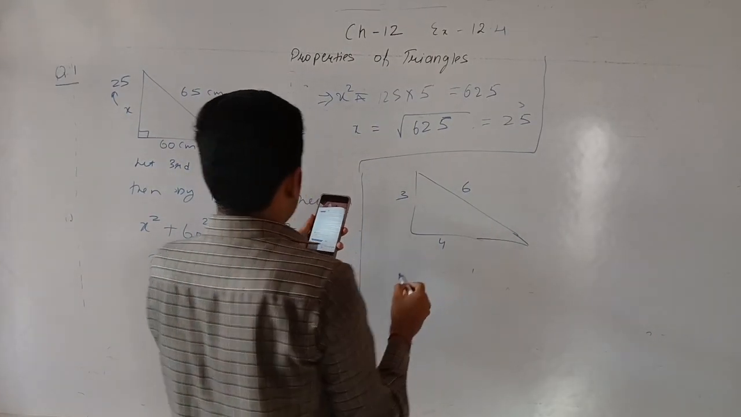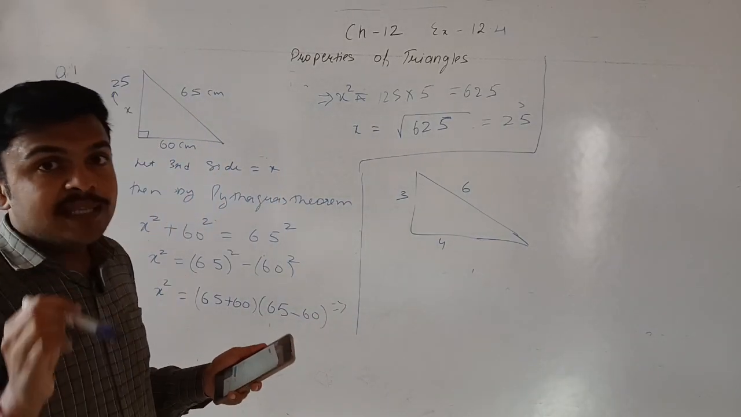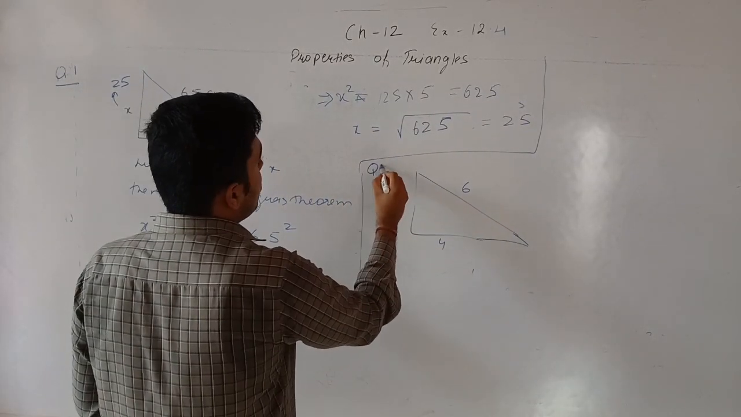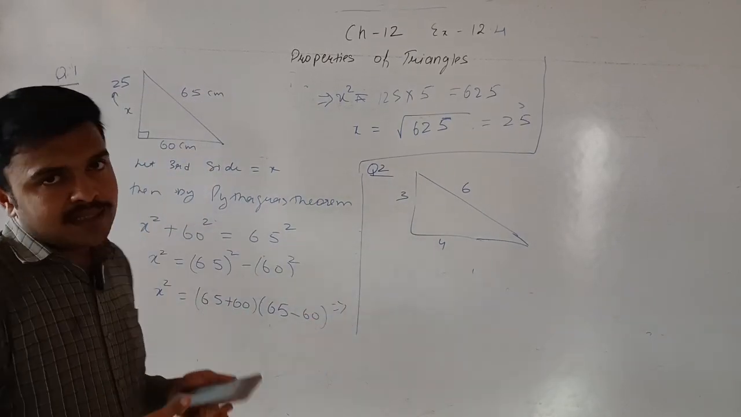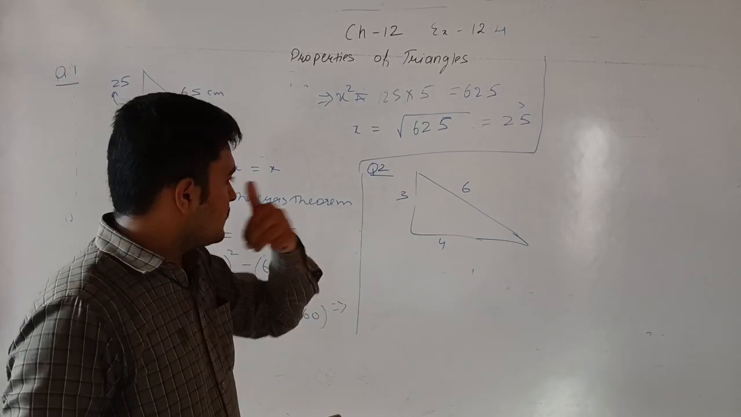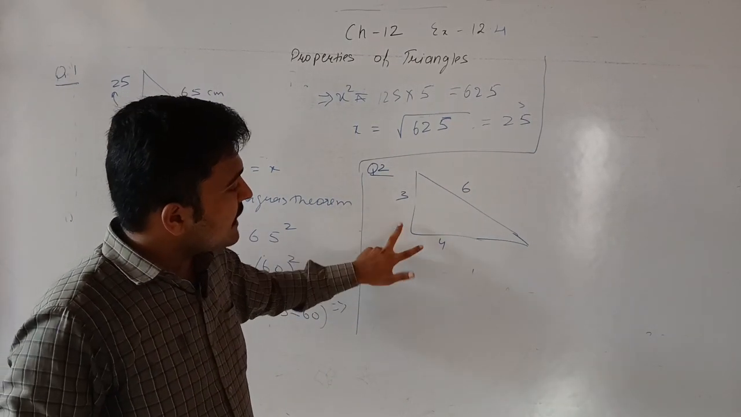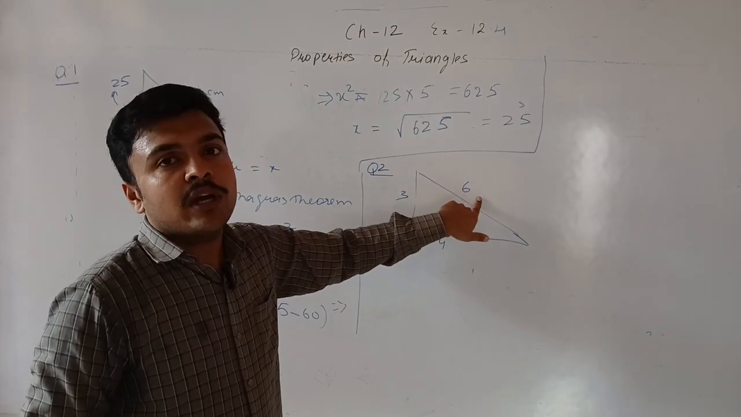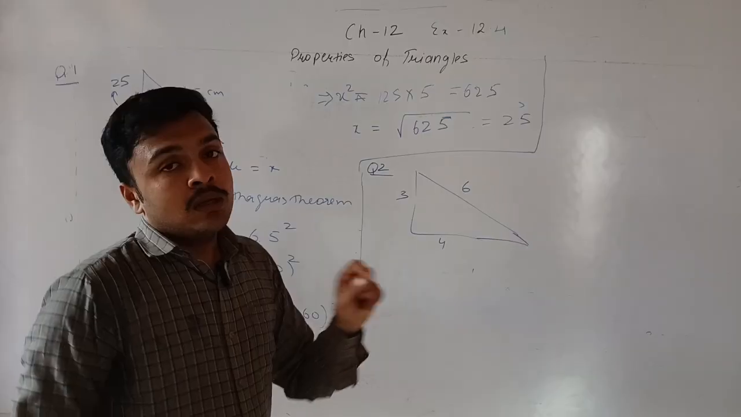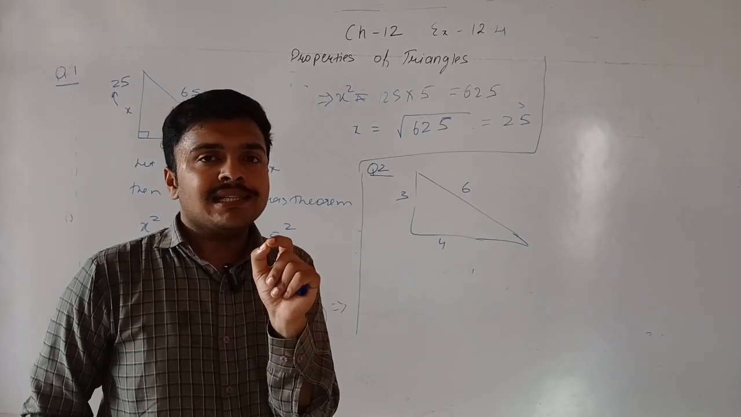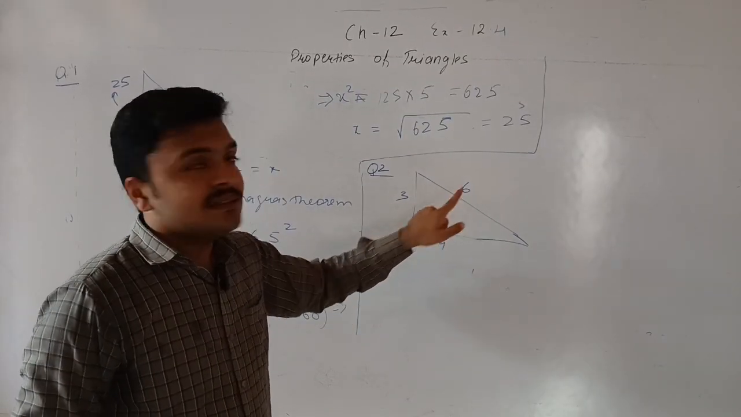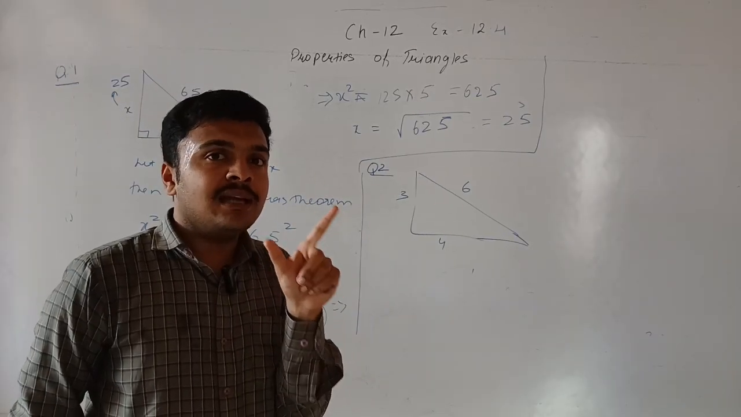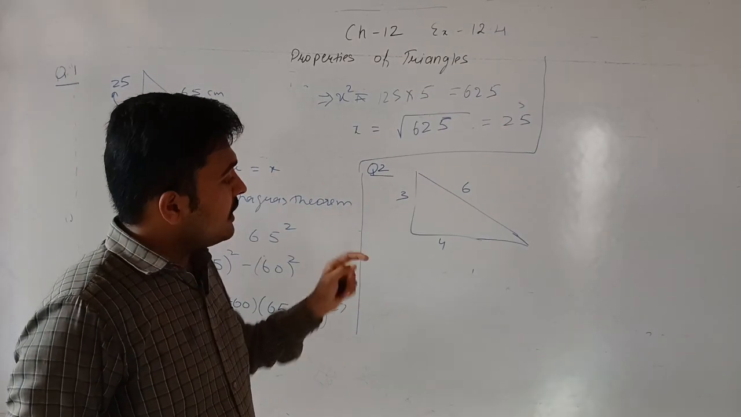So we know the largest side will be the hypotenuse. So we will write the larger side as 6, and if it is a right angle triangle, then 3 and 4 will be the base and the perpendicular, and 6 will be the hypotenuse. So to check it, we have to find if the sum of squares of base and perpendicular is equal to the square of the hypotenuse, which is 6 centimeter.